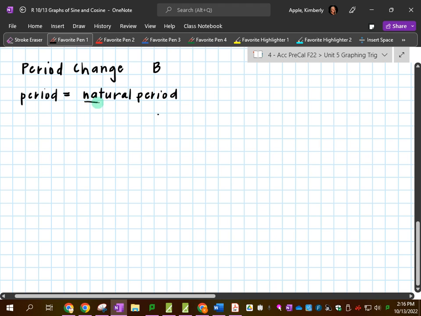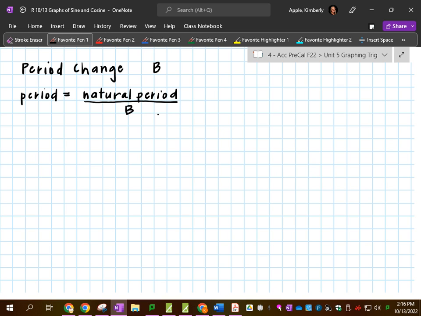My natural period divided by b gives me the actual period. So for sine and cosine, what did we say the natural period for this was? 2 pi. So why don't I just write 2 pi? Well, there are other trigonometric functions that have other periods, right? So like tangent has a period of pi. So that's why we just say, in general, the natural period divided by b gives me the new period.